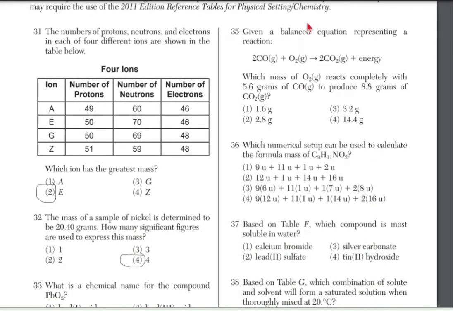Given a balanced equation representing a reaction, which mass of O2 reacts completely with 5.6 grams of CO to produce 8.8 grams of CO2? This problem is just a case of doing some simple math. You have to know that the 8.8 is the products of the reaction, so it'll be on the right side of the arrow, and that 5.6 grams of CO plus an unspecified amount of O2 must be equal to 8.8 grams. So when you do 8.8 minus 5.6, the answer is 3.2 grams, answer choice 3.